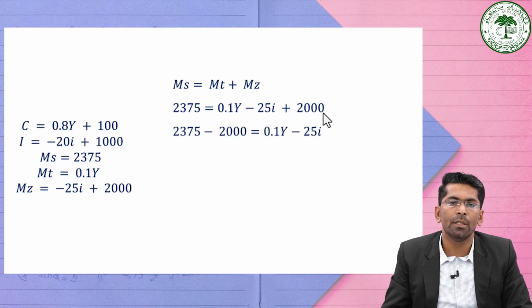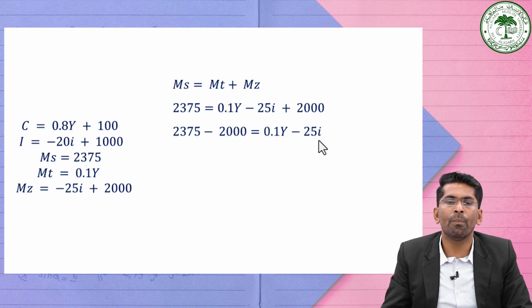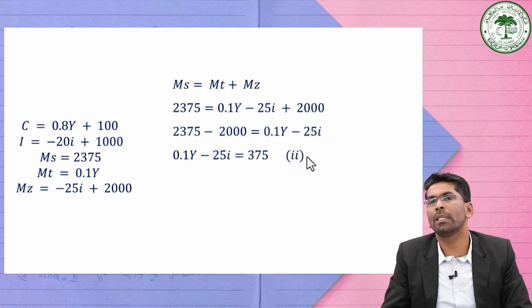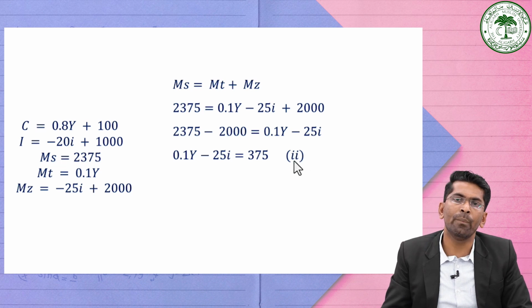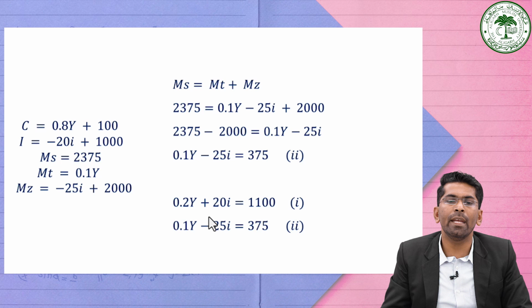plus 2000. If you go for simplifying it, taking the 2000 to the left side of the equation, it will become minus 2000. Then what is remaining here is 0.1Y minus 25I, which is equal to, rearranging this equation, 2375 minus 2000, so it will be 375. So it is 0.1Y minus 25I equal to 375. This is treated as equation number 2, and this represents the money market equilibrium, or the LM curve. Now we have both equation number 1 and equation number 2.